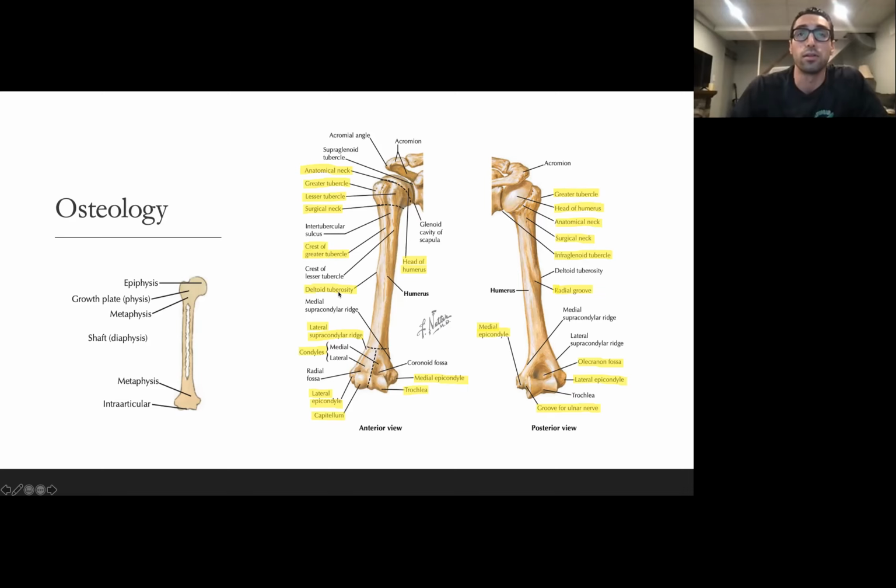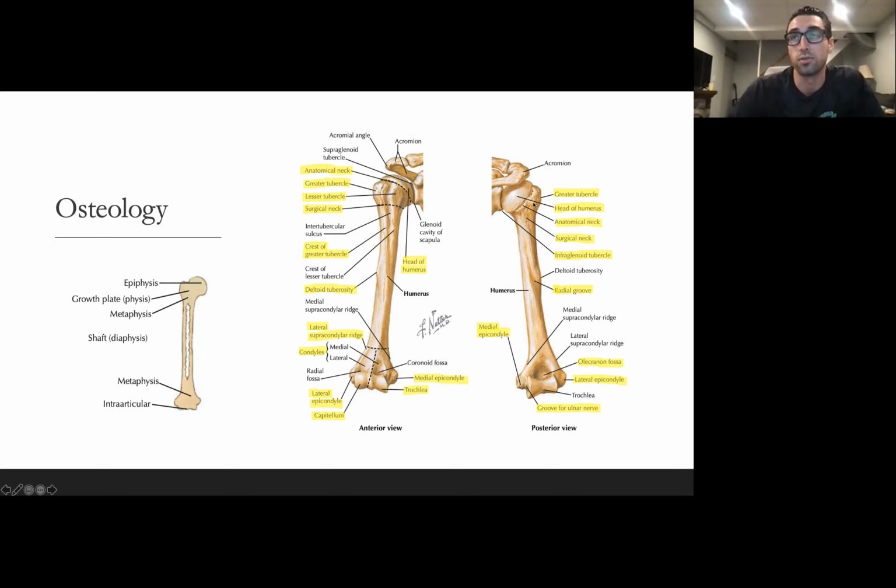And moving a little farther down, the deltoid tuberosity, which is the insertion of the deltoid. More distal on the humerus, you have the lateral supracondylar ridge, the condyles, medial and lateral. And then you have the lateral epicondyle, which is the origin for a lot of the extensors of the forearm, the capitulum, which articulates with the radius, the trochlea, which articulates with the ulna, and the medial epicondyle, which is an origin for many of the flexors of the forearm.